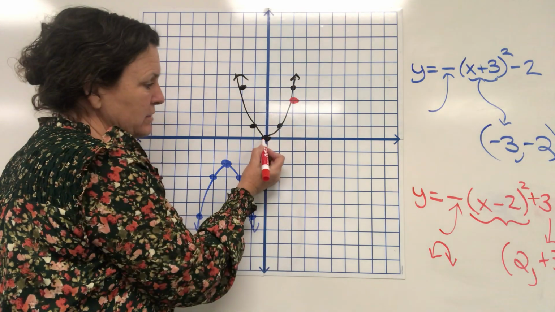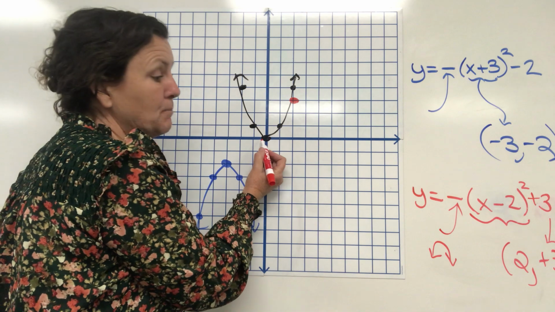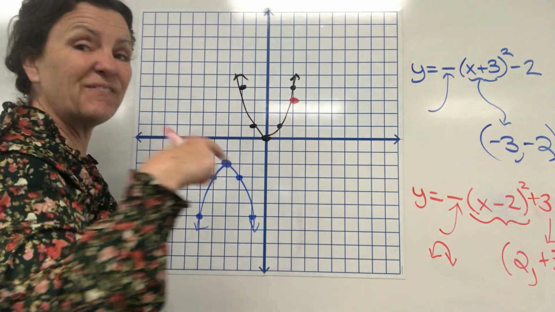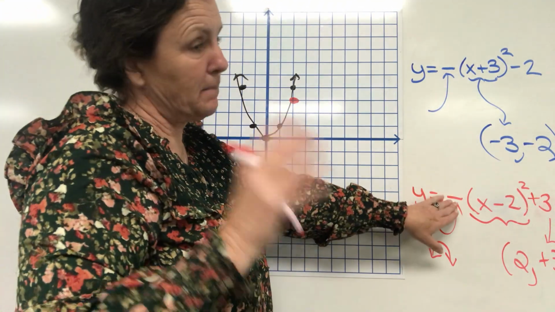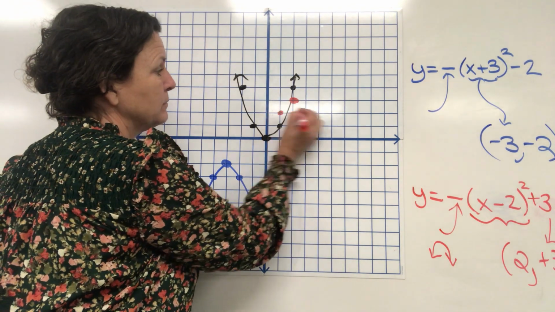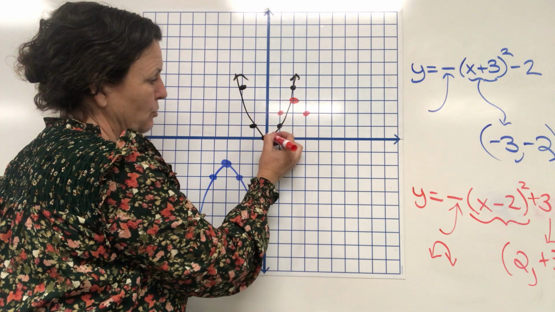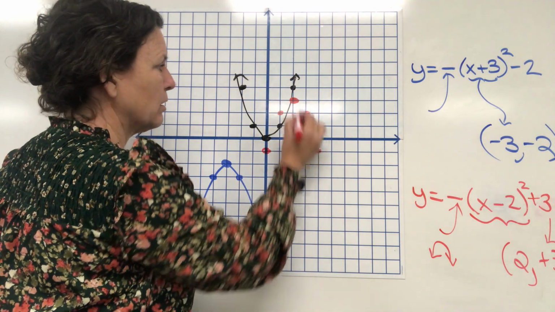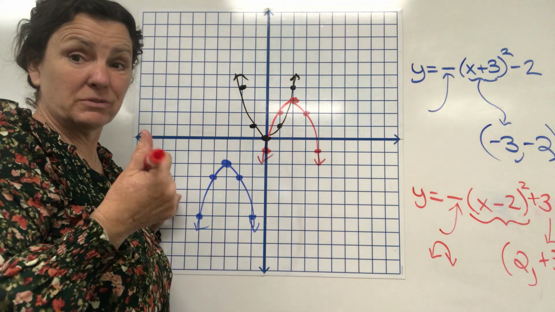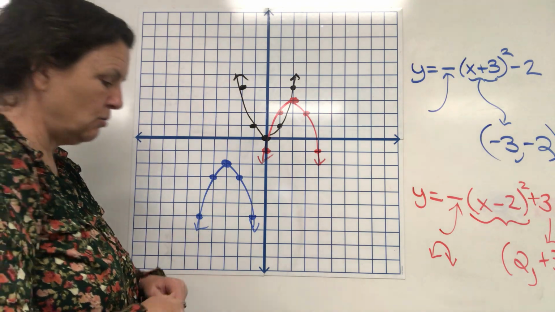There's my new vertex. Notice I took my parent function vertex of 0, 0, and I moved it over 2 and up 3. Now don't forget, this one's facing downwards because that negative at the front was like a big old kick in the booty. You've got to face it downwards. So we're going to go with 1, 1, and 2, 4, and the same on the other side. Cool. Nice. Is that what you got? Dang, you got it.